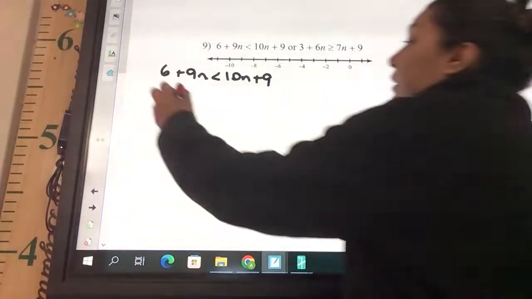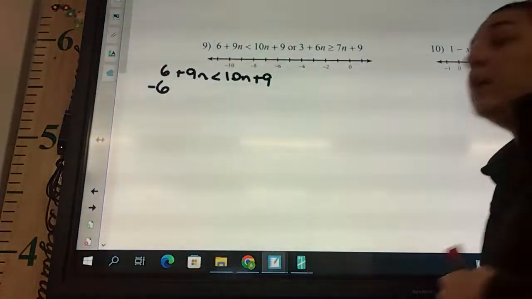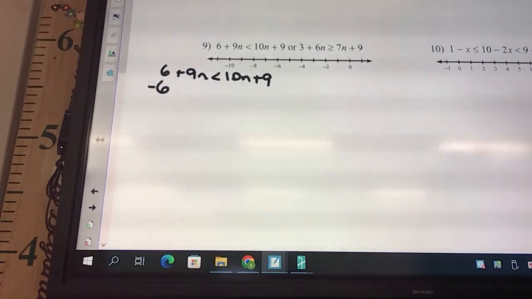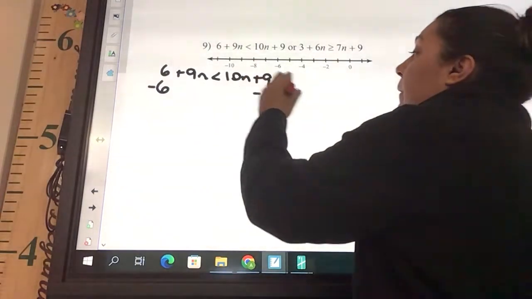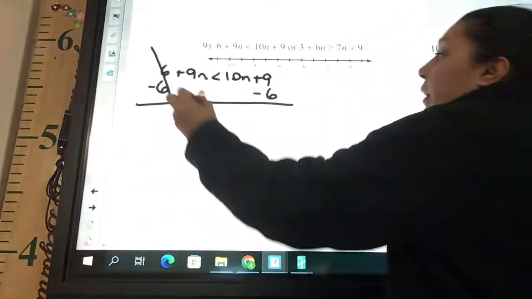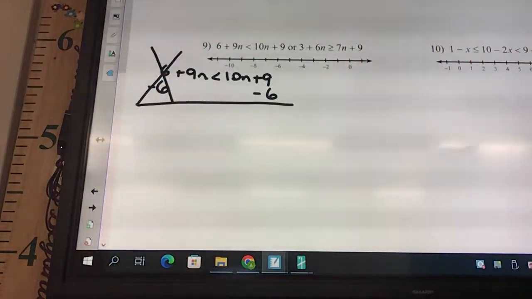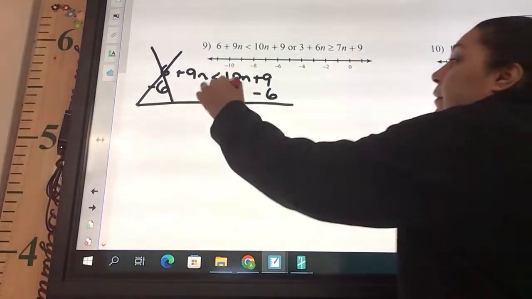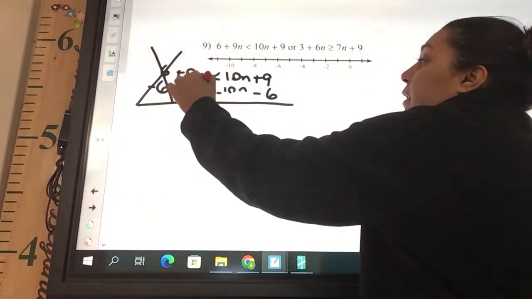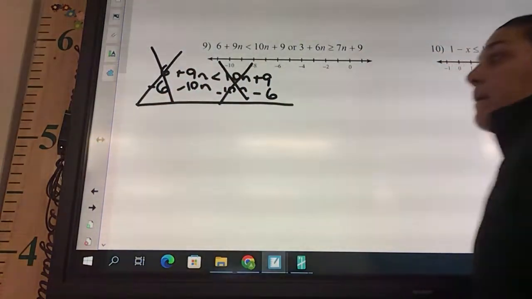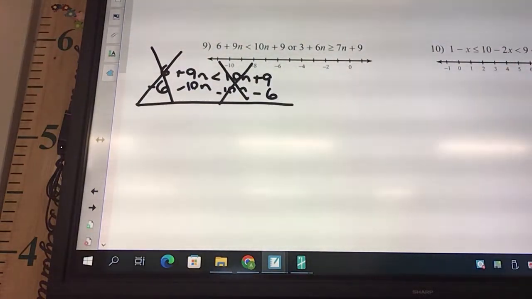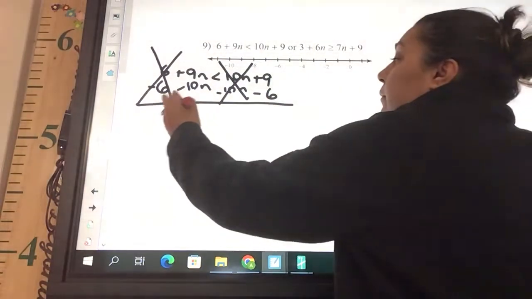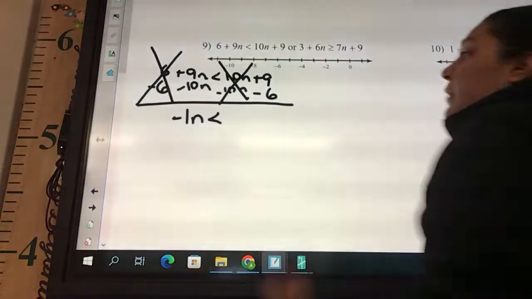So you're going to say minus 6. And what does that go on the other side? On the 9. Okay, what else needs moved? The 10n. Okay, so I'm going to say minus 10n. What is positive 9 minus 10? Negative 1. And drop your sign.